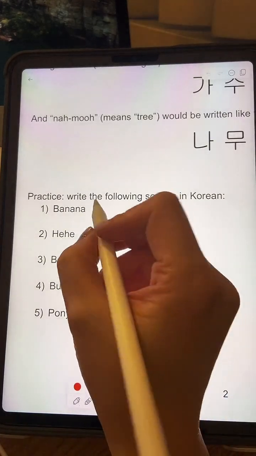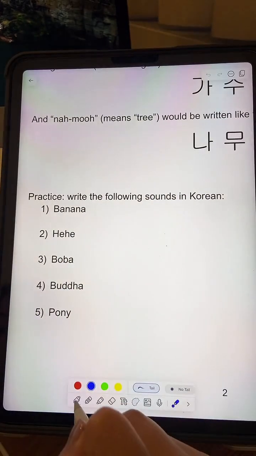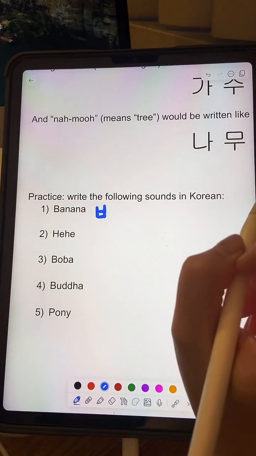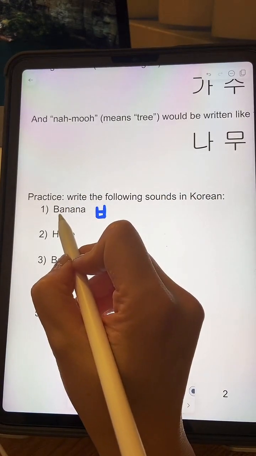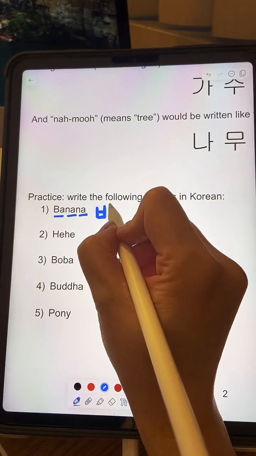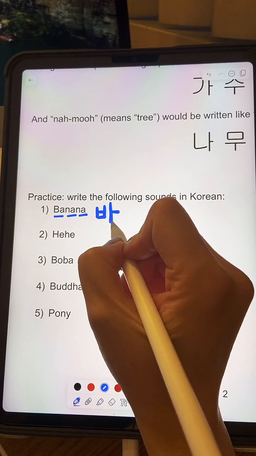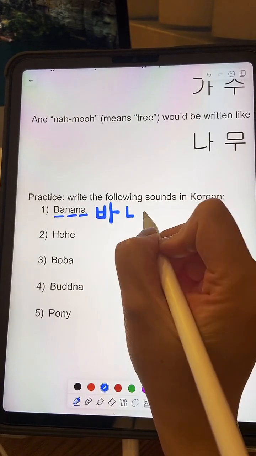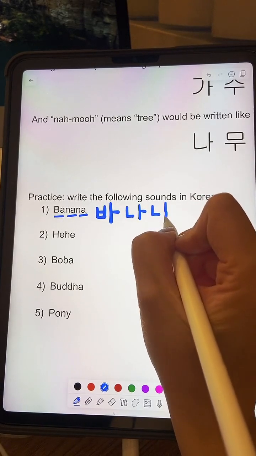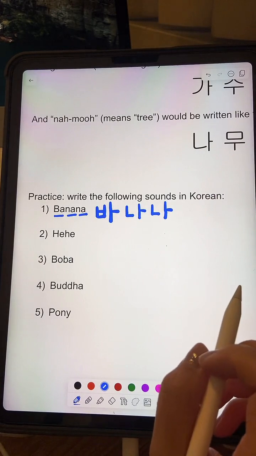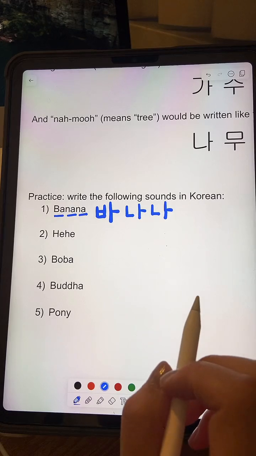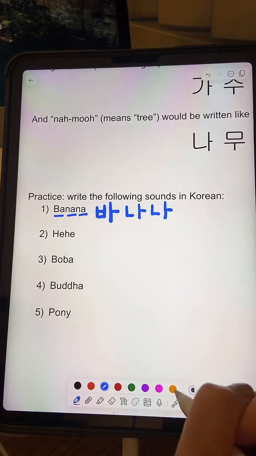Great job, Temi. Banana, we need the B sound. B. A, ba. So we want to think about just the sounds. Ba, na is what we're going to write. A, ba. N sound. N, a. Banana. And in Korean, banana is banana. 바나나입니다.